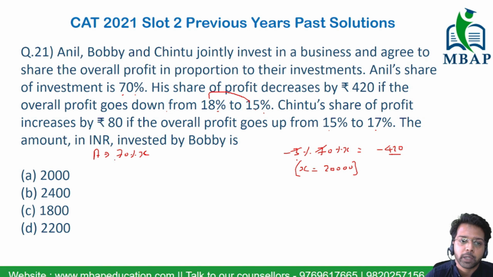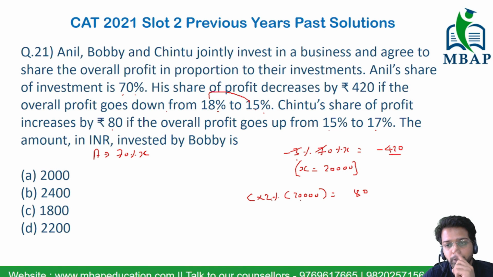Now I know A has invested how much? 70%. Now let's come to C. C's share of profit increases by 80 rupees if the profit goes up from 15 to 17%. Now C's share I do not know. But if the profit goes up by 2% of the overall amount, which I know now is 20,000, C will get 80 rupees more. 2% of 20,000 will become 400. So 400 into C will become 80 rupees.